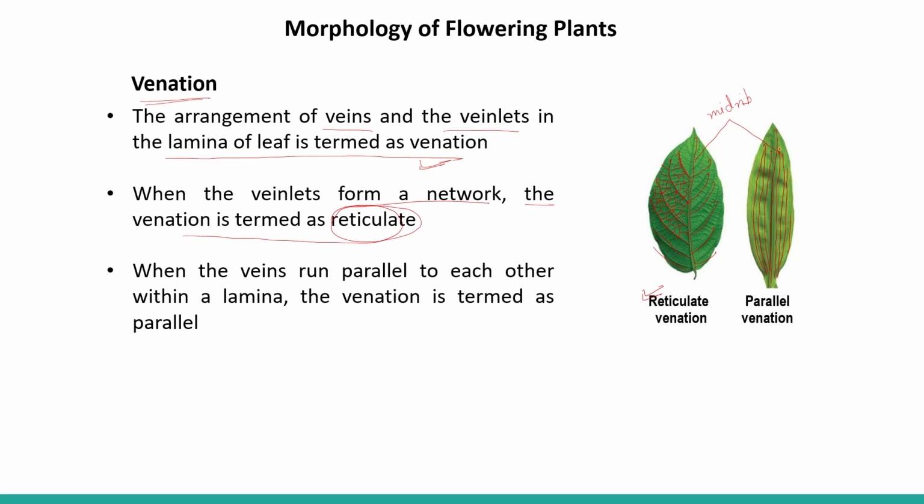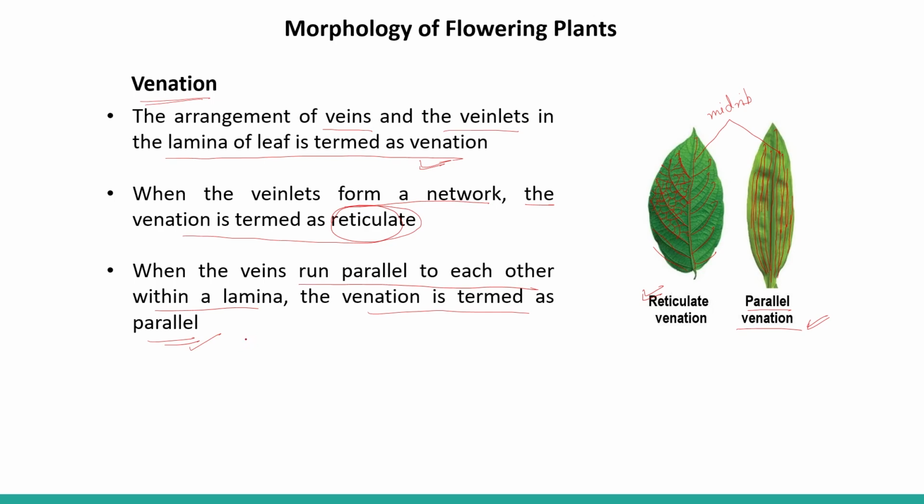Moving to the next one, the main midrib. The veins are parallel to each other. Here the veins are parallel to each other, and that is why it got its name, parallel venation. So when the veins run parallel to each other within the lamina, the venation is termed as parallel venation.